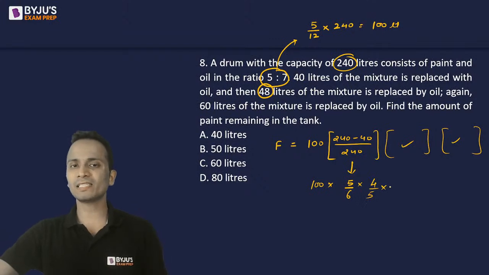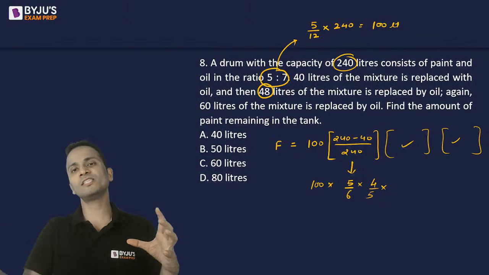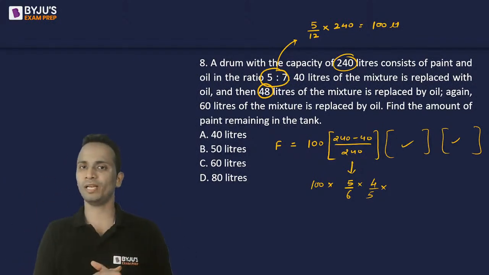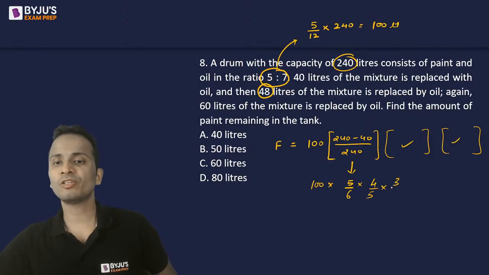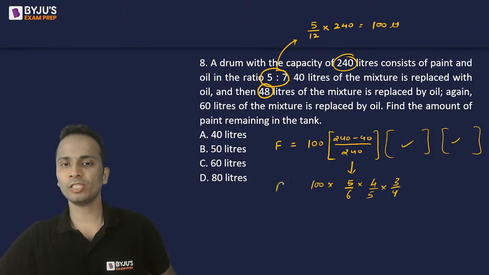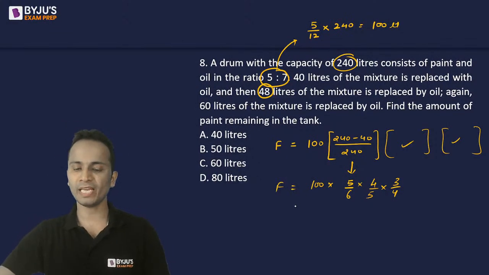Finally, 60 liters is replaced with oil. So out of 240 liters, 60 is removed and replaced with oil. So 60 is what fraction of 240? It is 1/4. So if 1/4 is removed, 3/4 will be left. So this will be the final amount of paint remaining in the tank.